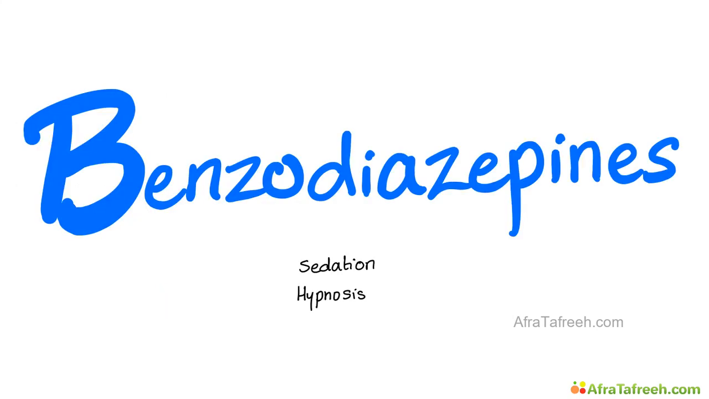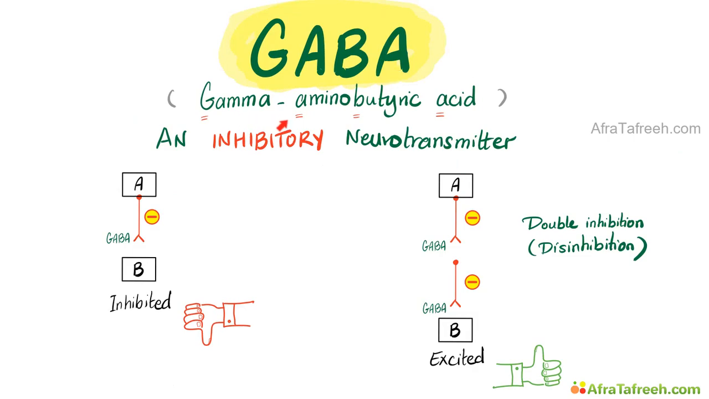And now to today's topic, benzodiazepines. We call them sedatives and hypnotics. They make you calm down. Let me tell you about GABA, gamma-aminobutyric acid. It's an inhibitory neurotransmitter. Let's say that organ A supplied GABA to organ B. GABA is inhibitory, therefore organ B will be inhibited, as you see.